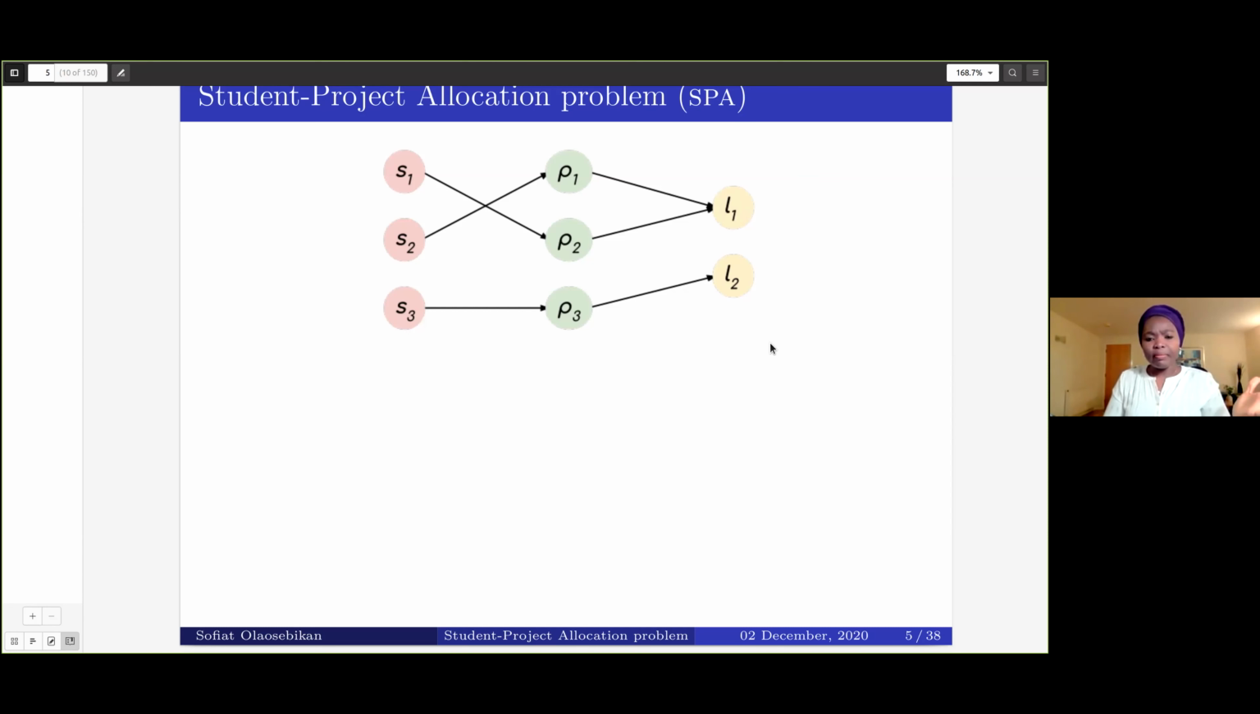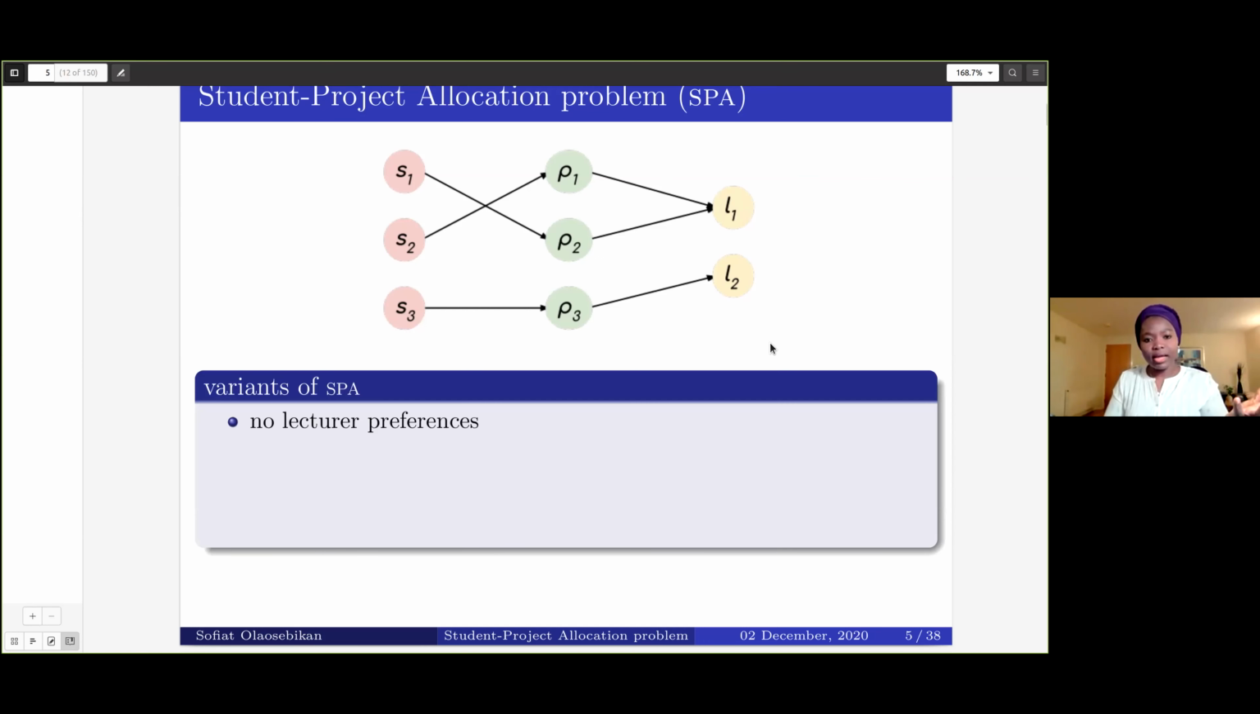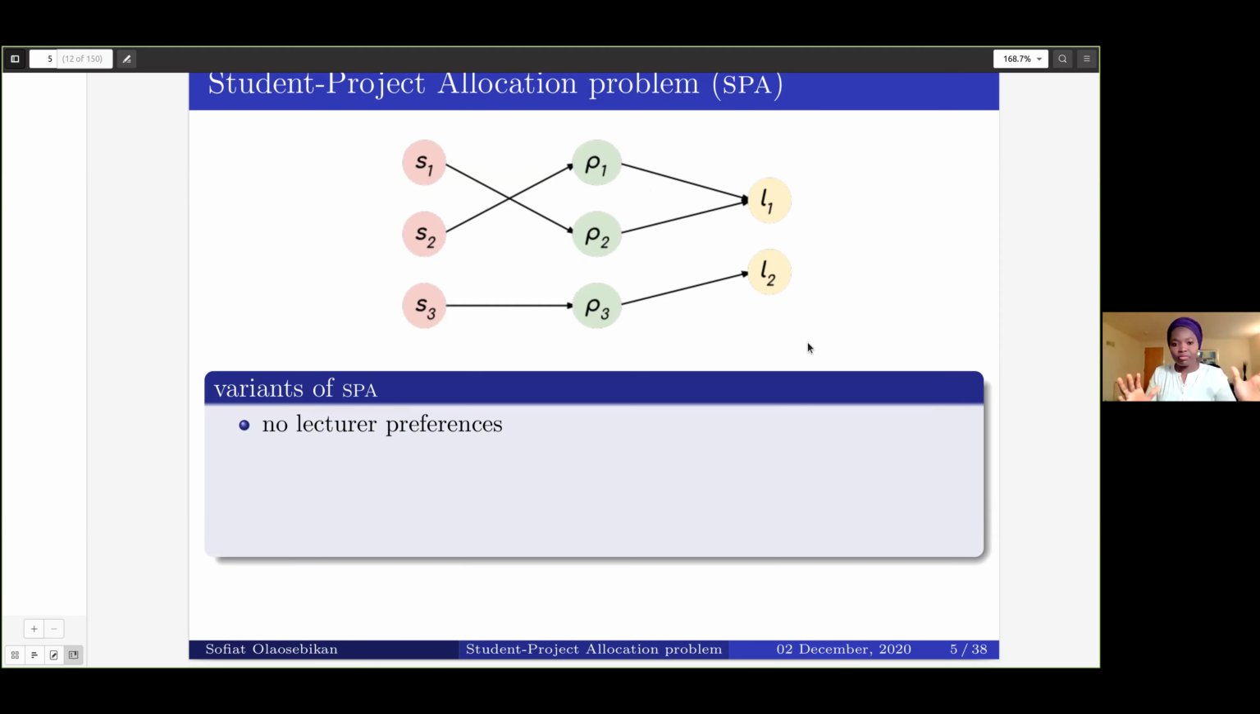Now, in several variants that have been studied in the literature, one thing that is fundamental to all SPA problems is that the students always have preferences over projects. Of course, they have to. So the students have preferences, but then lecturers may not have any form of preference. This extension of SPA is actually what is being used in my school, the School of Computing Science at the University of Glasgow. Every year, to assign the level 4 students to projects, the students have preferences over the projects, but the lecturers don't provide any form of preference.